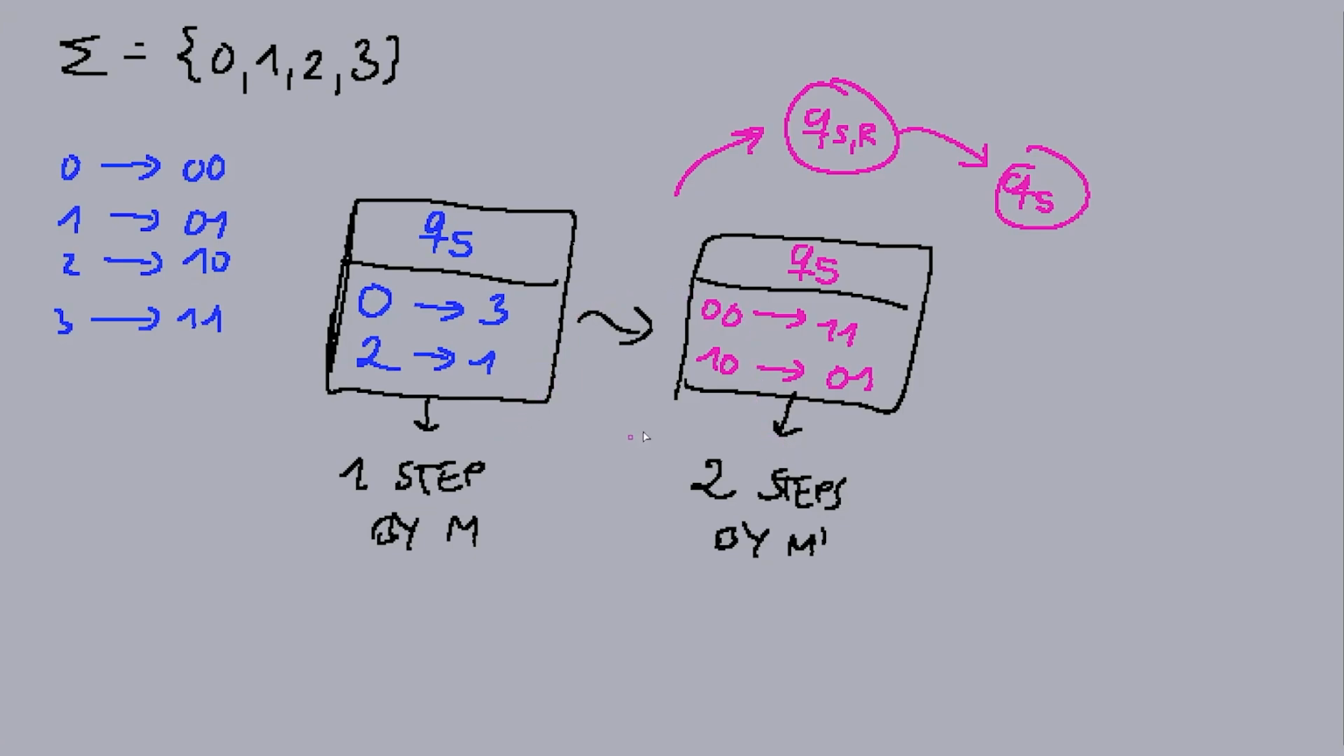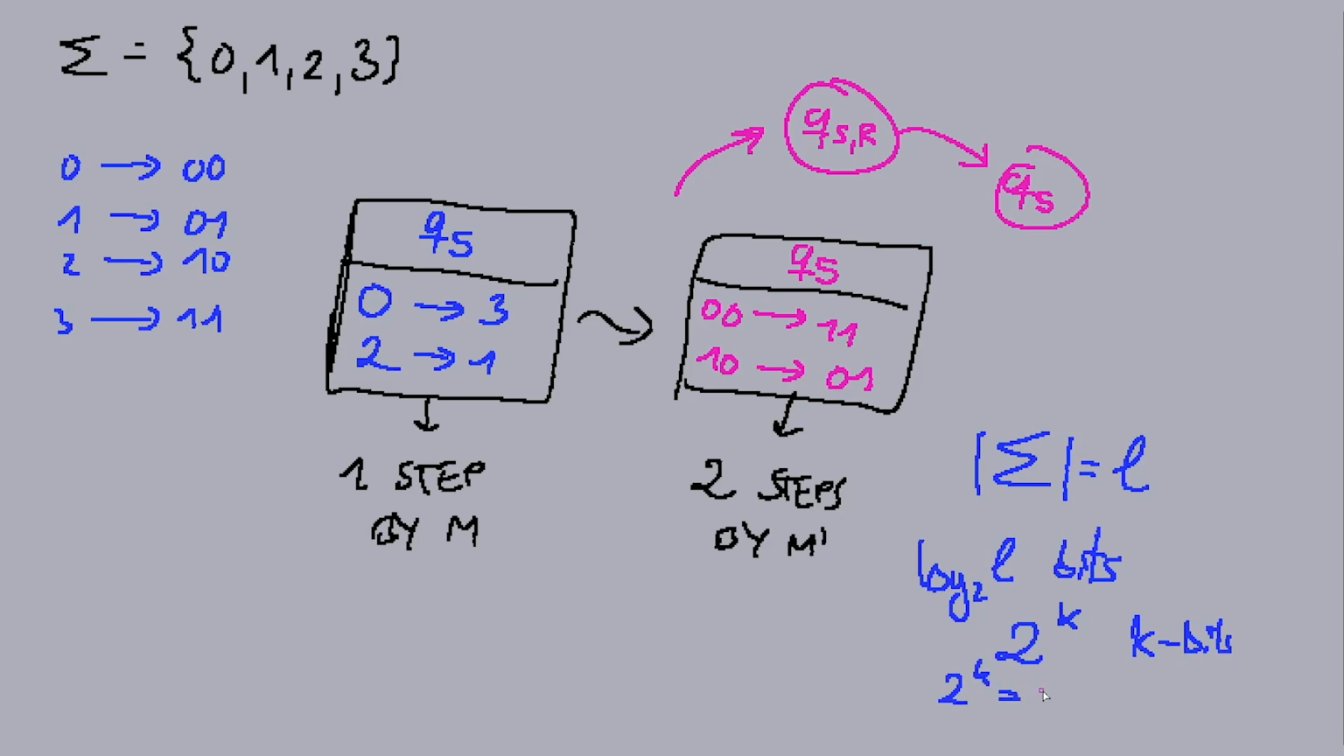it requires 20 steps here. And in general, if you have a bigger alphabet, let's say an alphabet that has a size L, we know that we need log L bits to encode each single element in a unique way. And this is because we know that there exist 2^k strings of k bits. And so if we want 2^k to be equal to L, then we will have that k is equal to log_2 L. And so in general, if you want to simulate a bigger Turing machine with an alphabet of size L, you can do it, but it will take log_2 L steps for each step.